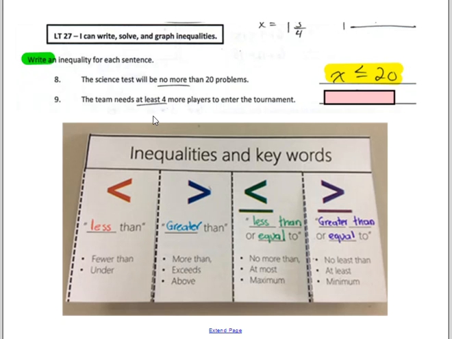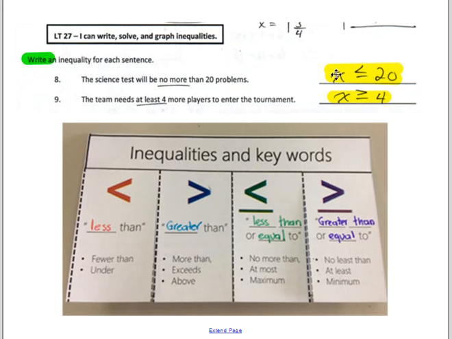And number 9, the team needs at least 4 more players to enter the tournament. So if they need at least 4 more players, think what that means. That means they can have 4 more people join, or 5, or 6, or 7, or 8. So we would show that one with this. The number of players still needed needs to be greater than or equal to 4.